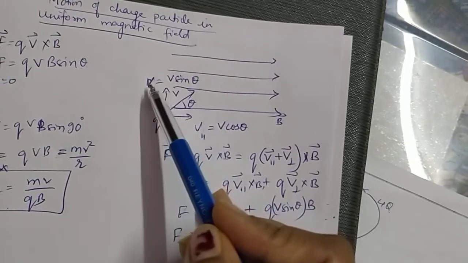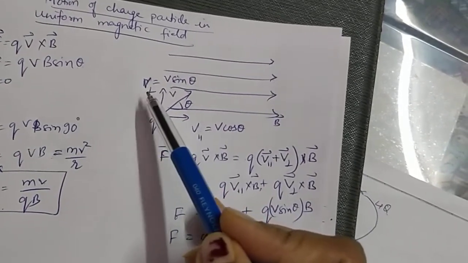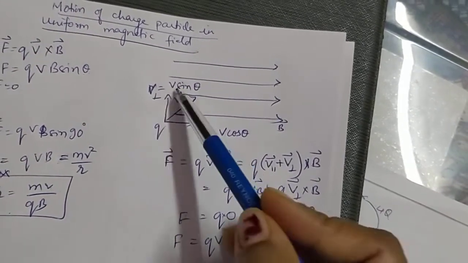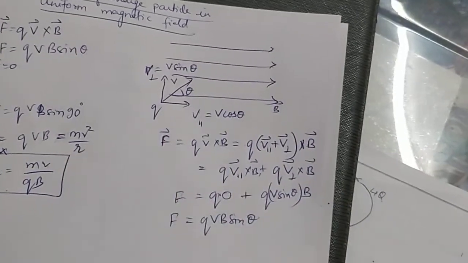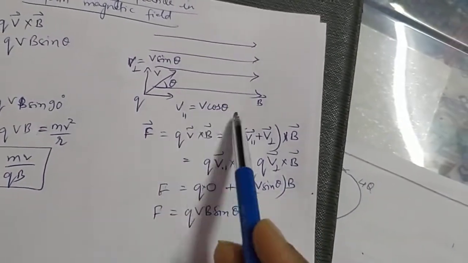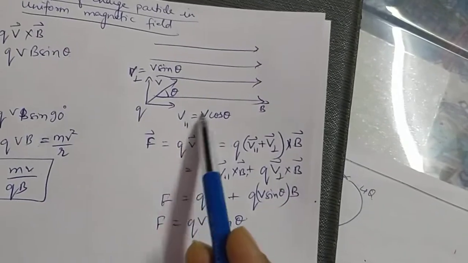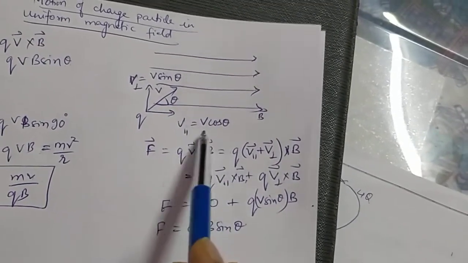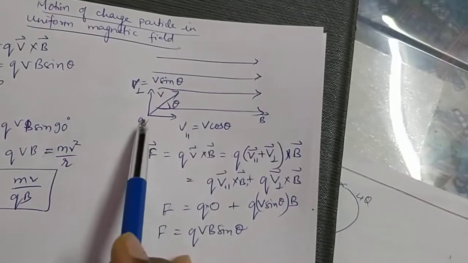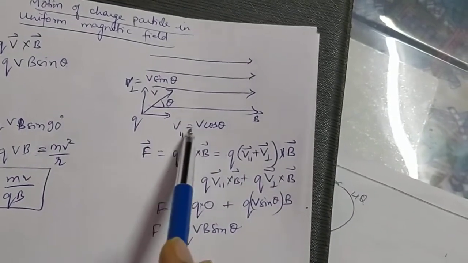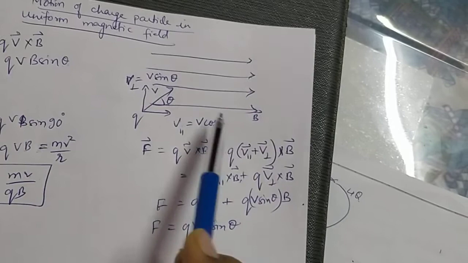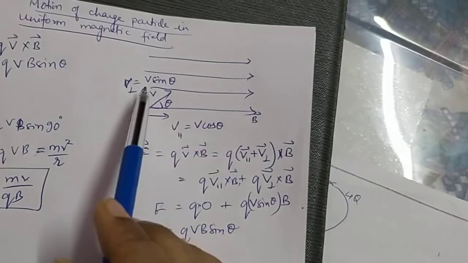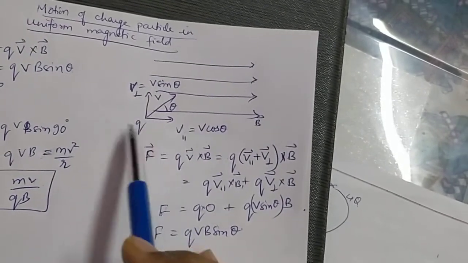That means this magnetic force is causing uniform circular motion. So because of this component there is uniform circular motion, and because of this component there is no force. So this component of velocity will remain as it is. There is no acceleration. The charged particle will move with the same speed in this direction without any change. But due to this part there will be circular motion.